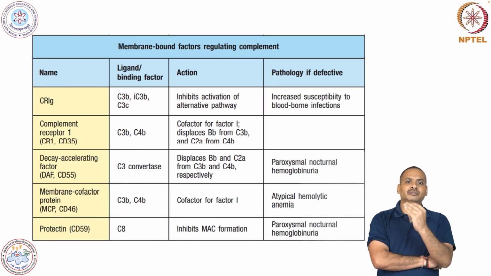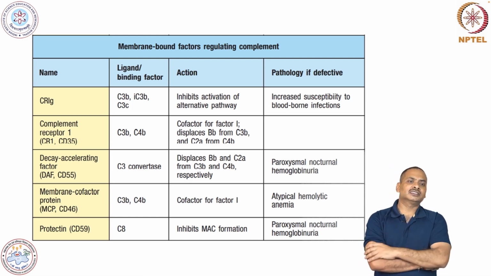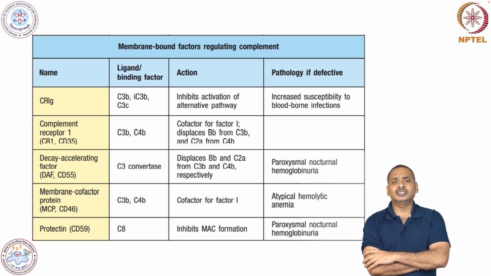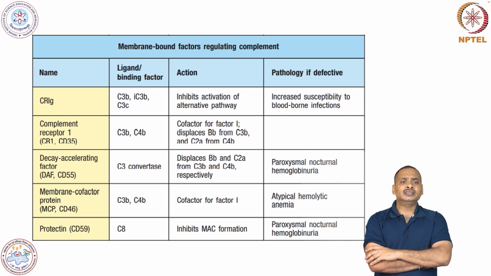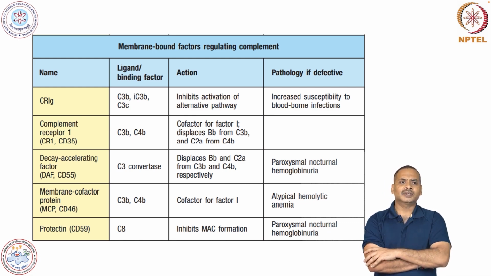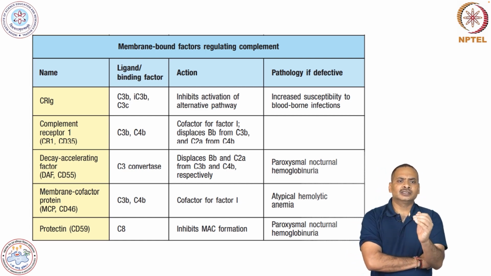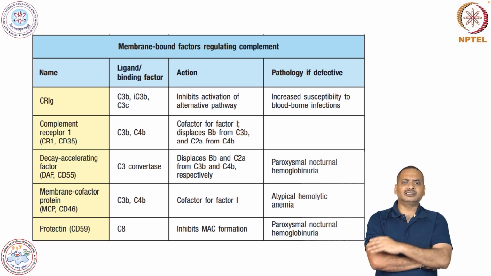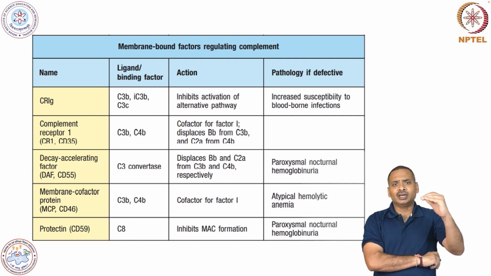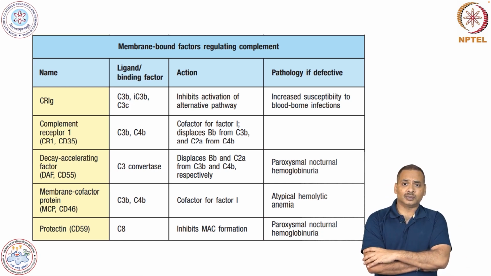Another group is the membrane bound factors which regulate complement. The first is CRIg, which binds with C3b and iC3b, the inactivated C3b, and its action is to inhibit the activation of the alternative pathway. So, CRIg plays a very important role in the alternative pathway.